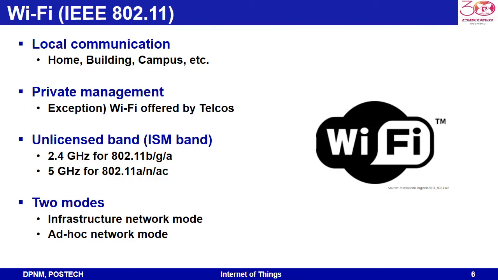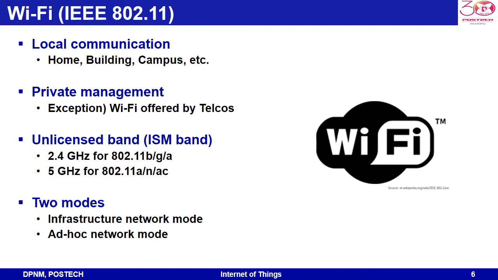Now I'll give you a more detailed explanation on Wi-Fi IEEE 802.11 standards. Wi-Fi is the most popular wireless LAN technology used by devices that people use, such as smartphones, smart pads, laptops. As I mentioned before, Wi-Fi is used for short-range local communication, such as at home, in schools, offices, cafes, train stations, airports, etc.